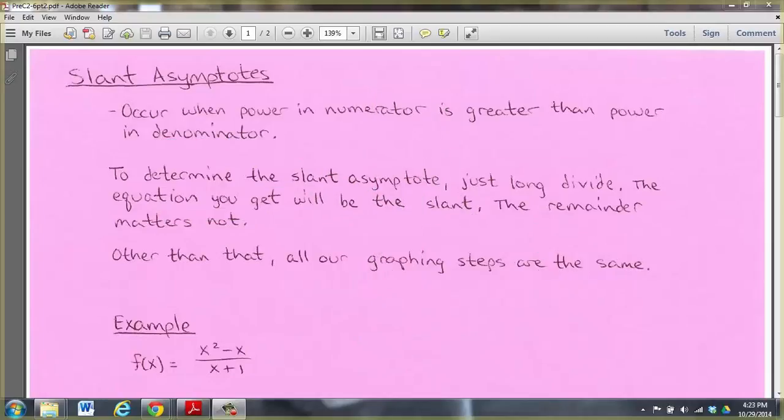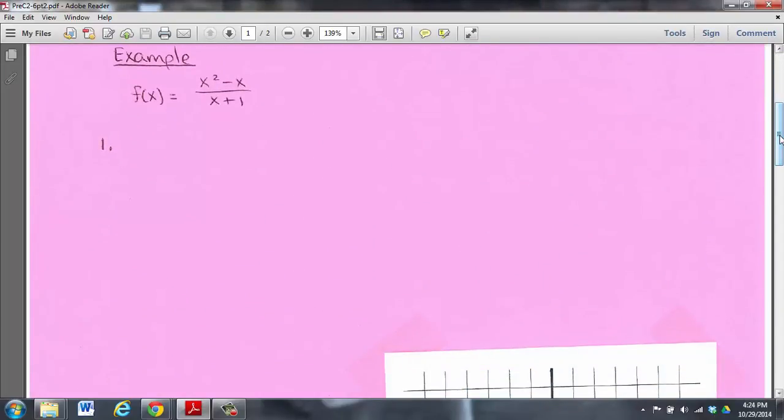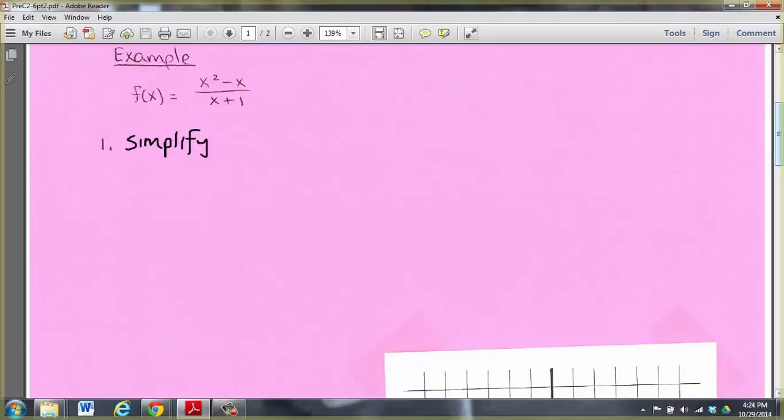That's going to give us a slant asymptote, and then everything else is done pretty much exactly what it was before. There were 6 steps. We simplified. We found the vertical and horizontal asymptote. We found the x-intercepts and y-intercepts. We plotted a few more points. Okay, so start off just like we normally would. We would simplify. And we get x minus 1 over x plus 1.